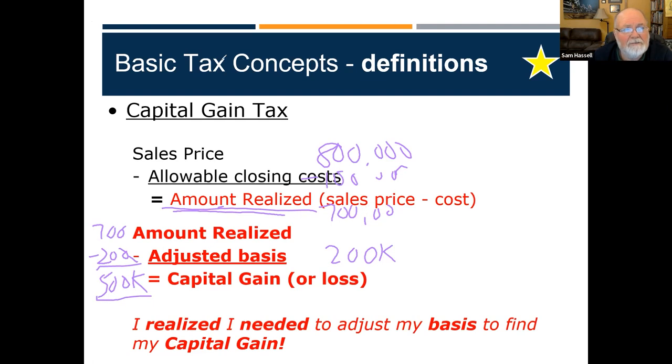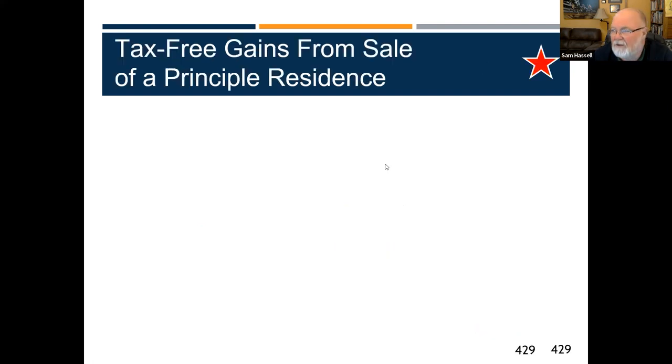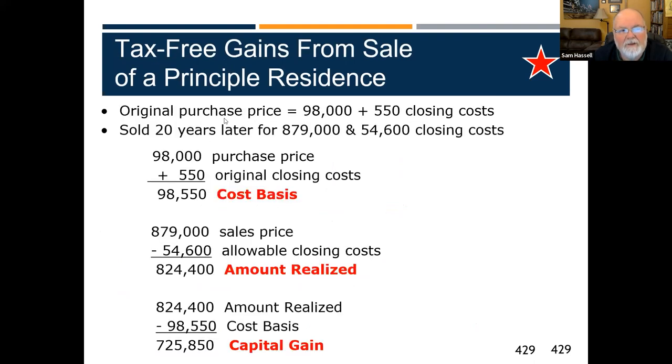If, however, we get some things happening here, let's take a look at this. An example: our original purchase price $98,000. We had $550 in closing costs, and we sold it 20 years later for $879,000 and $54,600 in closing costs. So about 20 years ago, we had a cost basis of $98,550, the purchase price plus the closing costs.